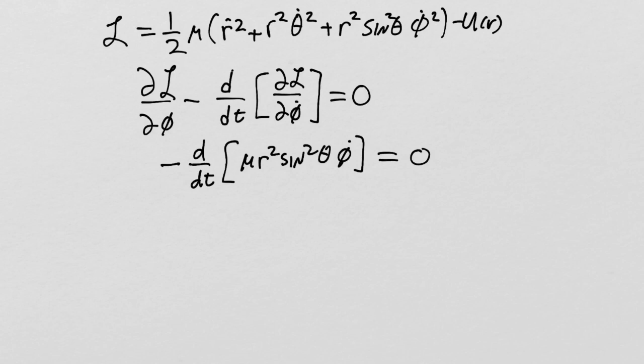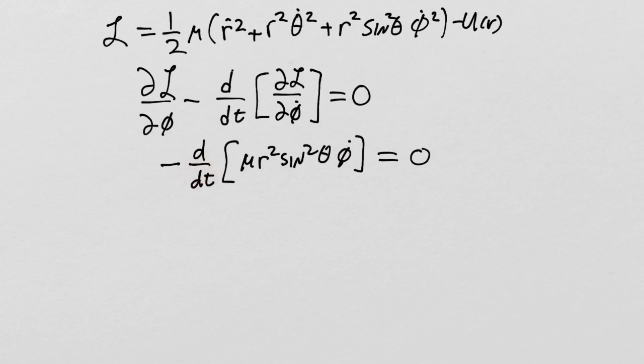Now, what's very important and famously important about this is that the Lagrangian does not have phi as an explicit variable, an independent variable. It's actually independent of phi. And this is very important because that means this first derivative term goes away, leaving the second derivative term to deal with. So we can take the partial derivative of the Lagrangian with respect to phi dot easily enough, and we get this result here, mu r squared sine squared theta phi dot.